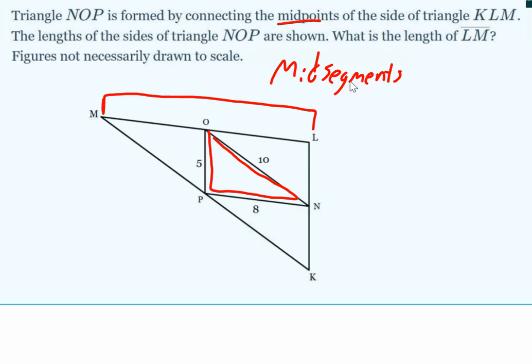Well, the triangle mid-segments theorem states that the mid-segment is half the length of the parallel side of the triangle. So this is half the length, so I'm going to take 8 times 2 and get 16. So that's my length for LM.